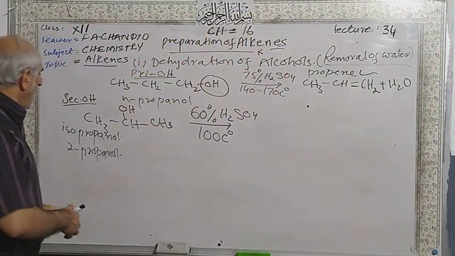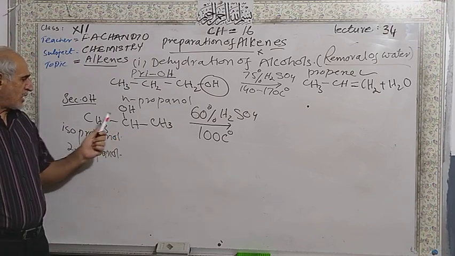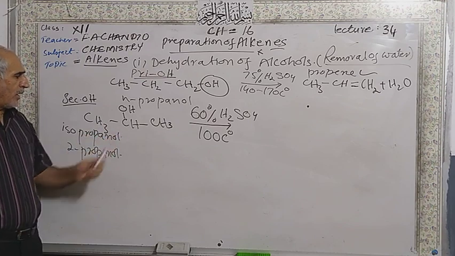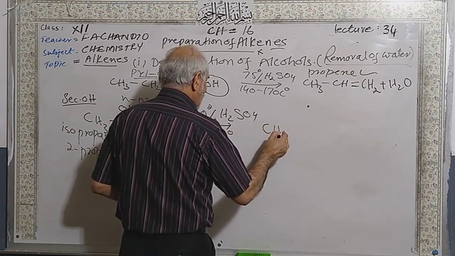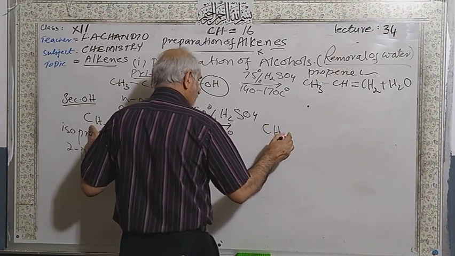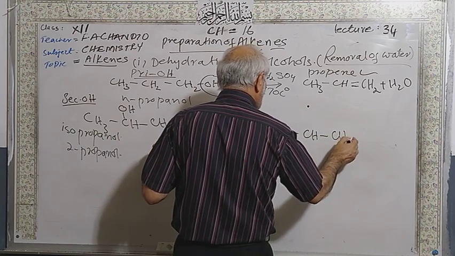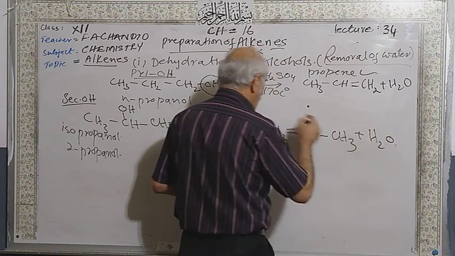Okay. Now, students, it's your choice. You have three hydrogens here and three hydrogens here. You can remove hydrogen from here and the hydroxyl from this carbon. That's why again this will be CH2, then CH, and then CH3. A double bond is created and water is released. Again you will get propene.